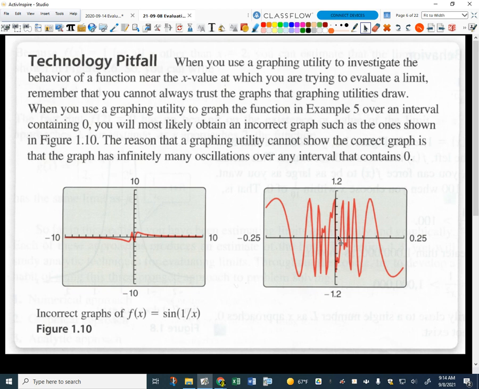Just like the other day, remember, it either showed the hole or it didn't on the function, depending on where we happened to set the boundaries, and that's not very reliable.